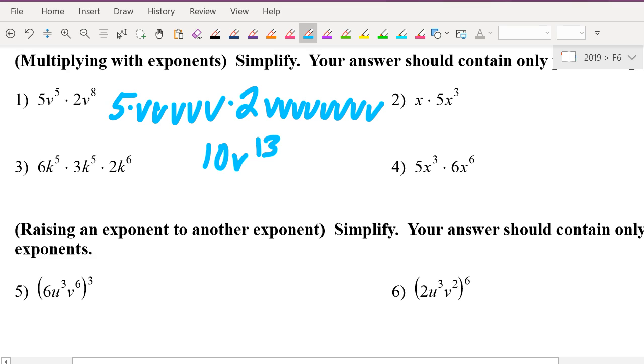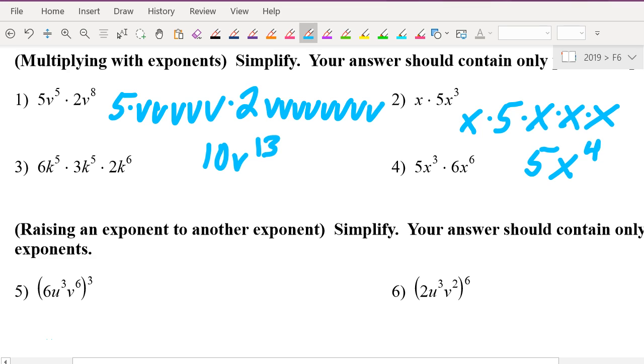All right. Who wants to try number 2? Go. You would write x times 5 times x times x. Okay, which makes 5x to the 4th. Okay, good. That's correct. Now, what's the most common mistake there? 5x to the 3rd, right? That's the most common mistake. But remember, that's not a 0, that's a 1, right? That's an invisible 1, so it's actually 3 plus 1.